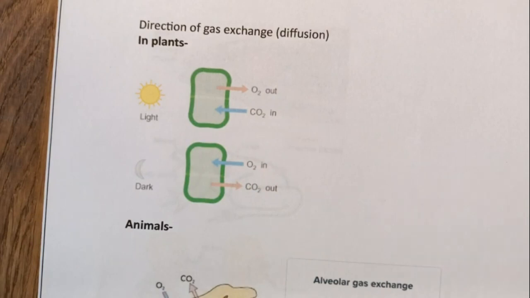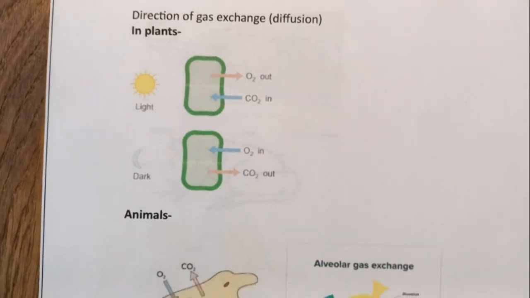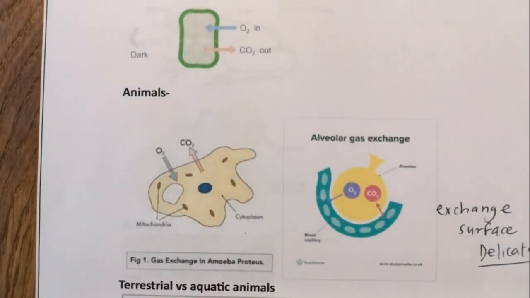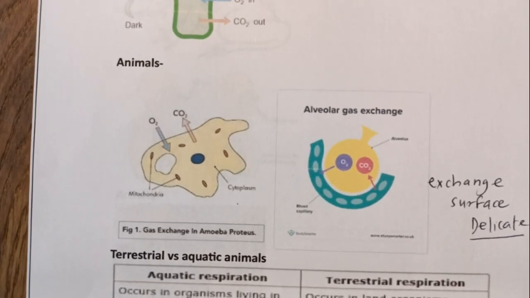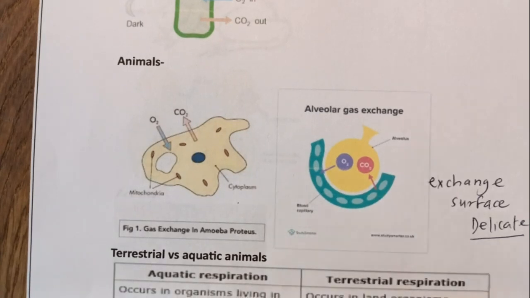Animals have different organs for uptake of oxygen and release of carbon dioxide in the surrounding tissue. The terrestrial animals can breathe oxygen in the atmosphere, but the animals that are in the water, they need to use oxygen that is dissolved in the water. Okay, so we'll see a few more details here.